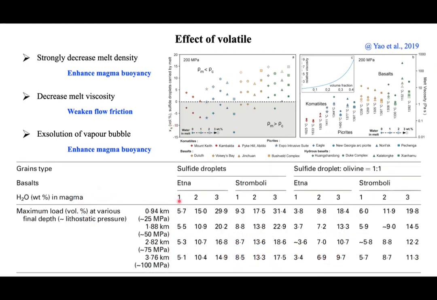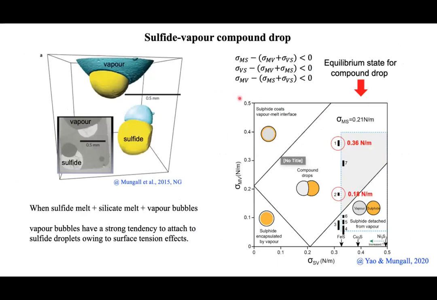You can see that from 1% water to 3% water, the load of the sulfide can increase from 5% to 13%. So this is a very important thing for the upward transport of the sulfide droplet. And finally, there is the idea about the compound drop. When the sulfide melt, the silicate melt and the vapor bubble enter into the same system, the vapor bubble will tend to attach to the sulfide droplet due to surface tension effects.